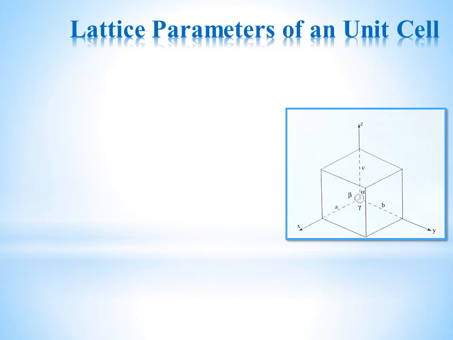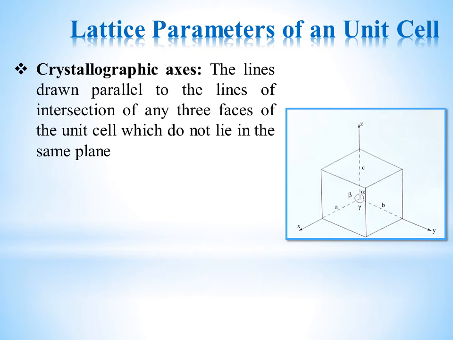Next comes the lattice parameters of a unit cell. The first one is the crystallographic axis. It is the line drawn parallel to the line of intersection of any three faces of the unit cell which do not lie on the same plane. That is referred to as crystallographic axis.